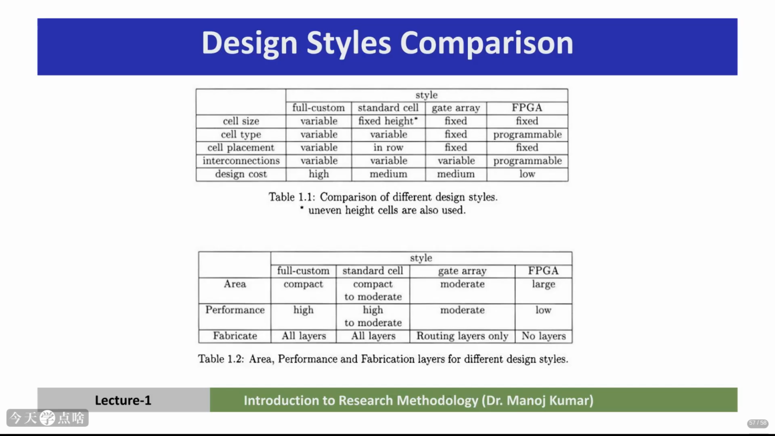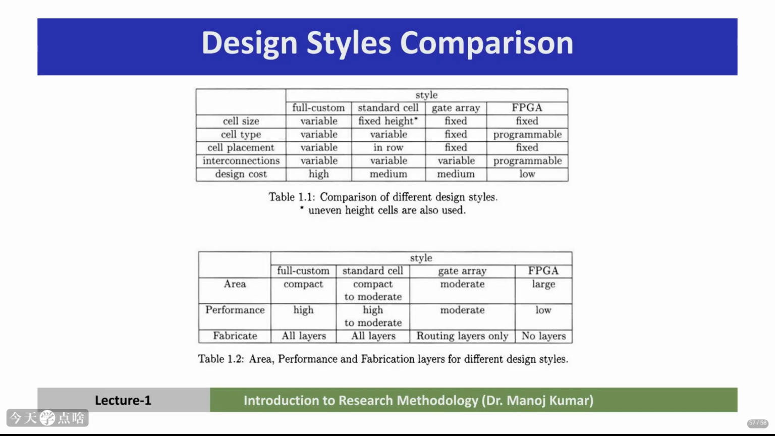Let's summarize the comparison. Table 1.1 shows differences in cell size, type, placement, and interconnect. Full custom is flexible but costly. Standard cell offers a good balance. Gate array is simpler and cheaper, but less flexible. FPGA is highly flexible, but typically larger and lower performance.